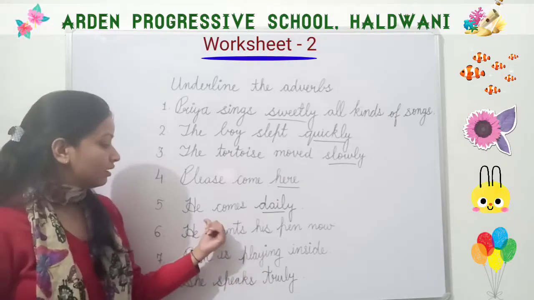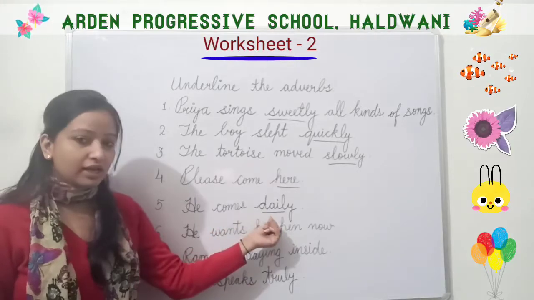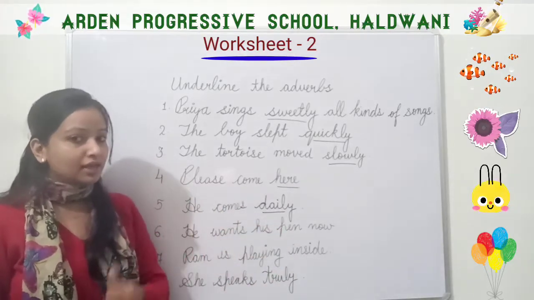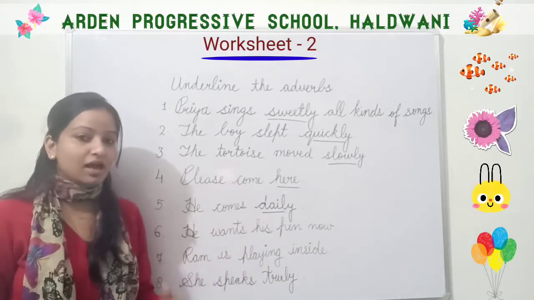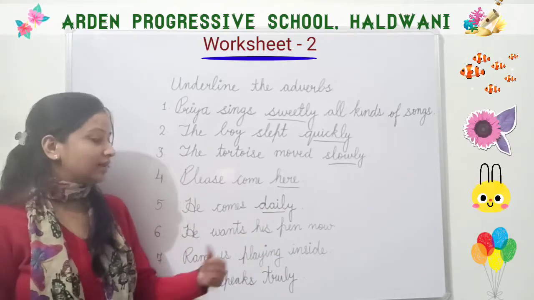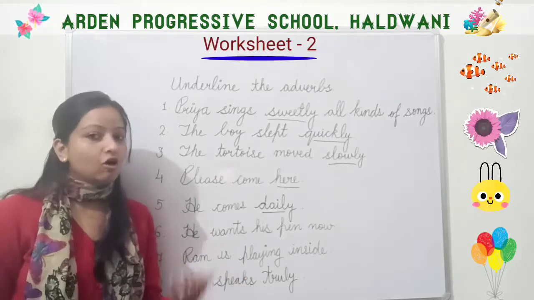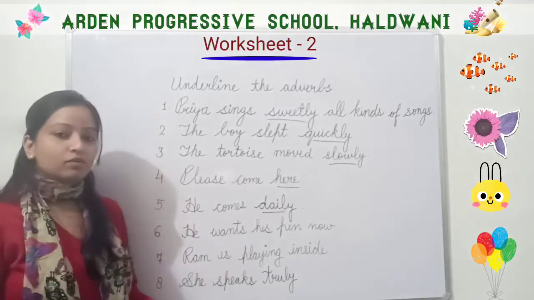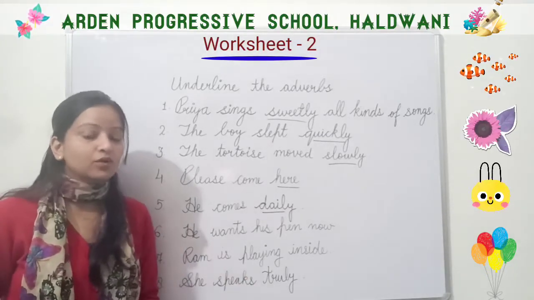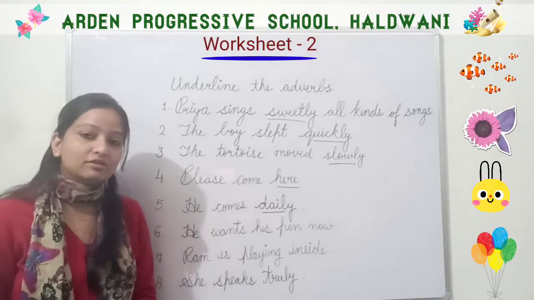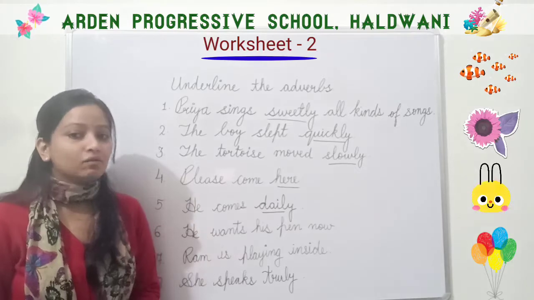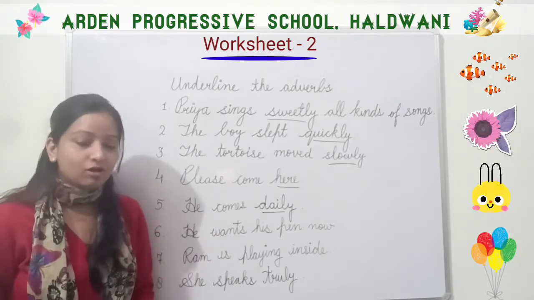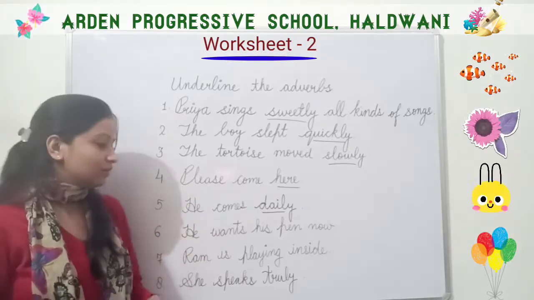So he comes daily. When does he come? Daily. Daily is giving us the answer of when, and it is giving us the idea of time. So whenever we get to know when the action has been done, it means the word is an adverb of time.